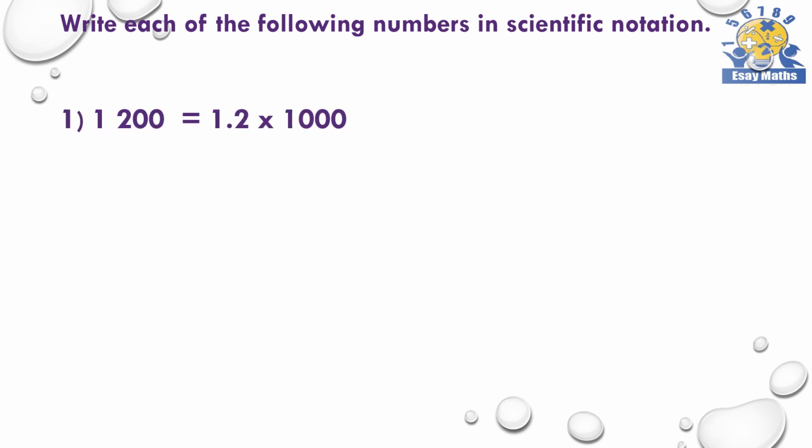First one, 1200. You know that it's a whole number greater than 1. Then there is no decimal point here. But you know that I have told you in the previous video also, there is the decimal point at each and every whole number after the units place.